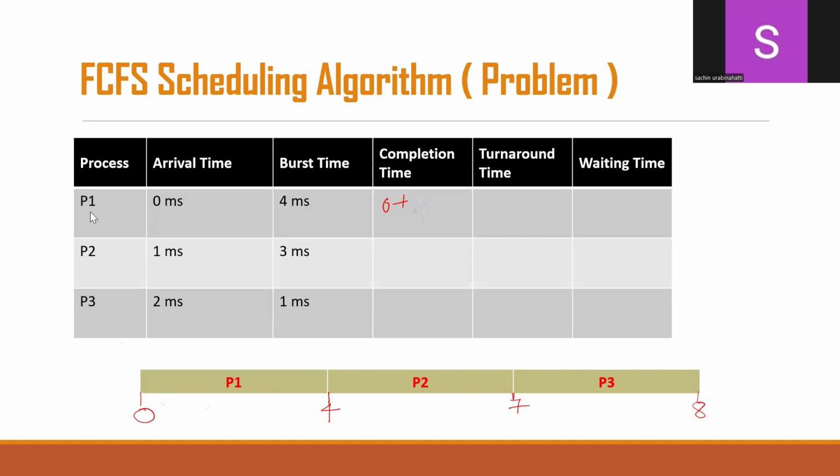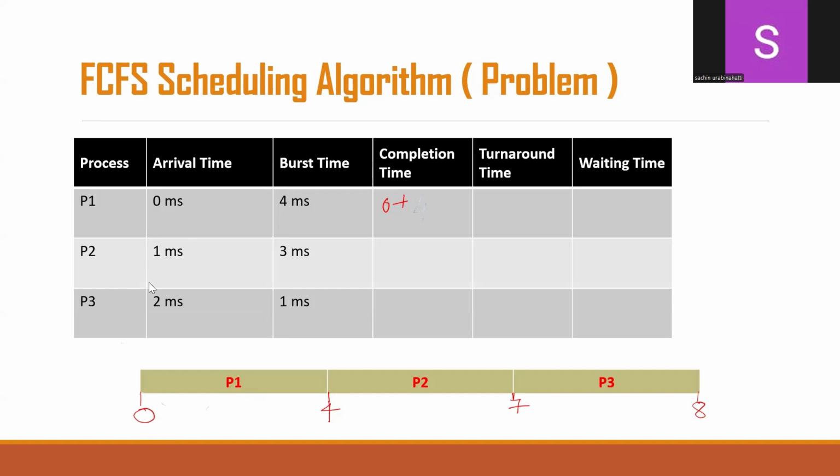So process P1 is here. The arrival time of P1 is at the 0th microsecond, so that is why it is starting at the 0th microsecond. And what is the burst time? Burst time is the total CPU time taken for the completion of that process. So it will be taking 4 microseconds. As it is starting from the 0th microsecond, the completion time of P1 will be the 4th microsecond.